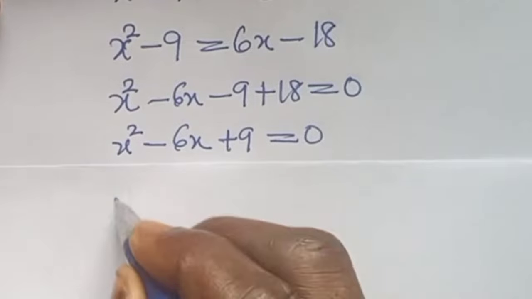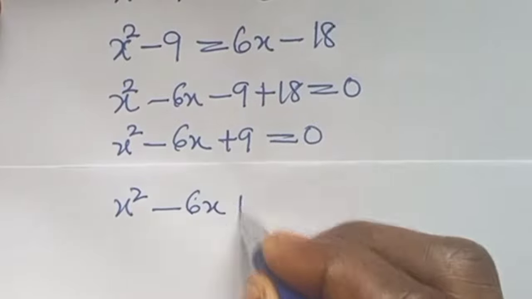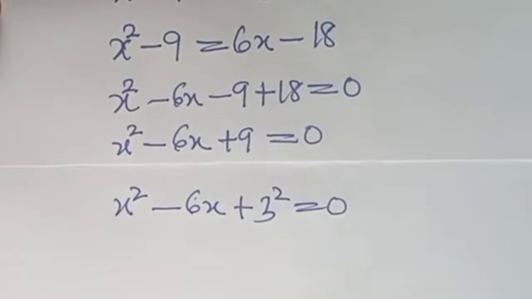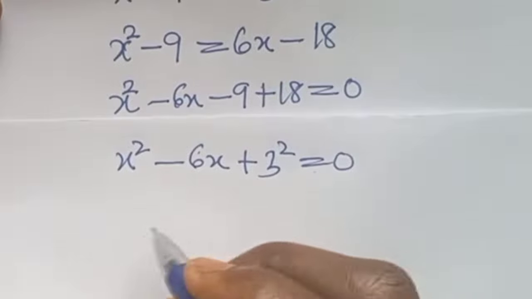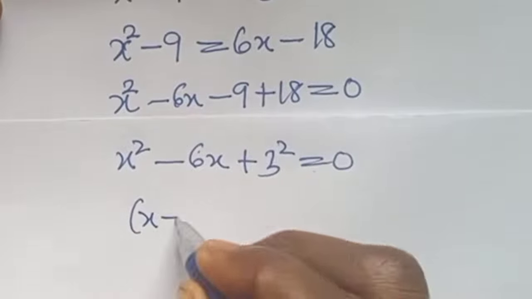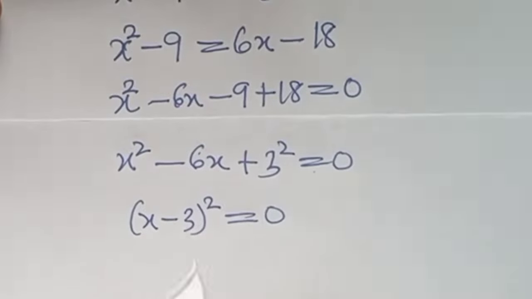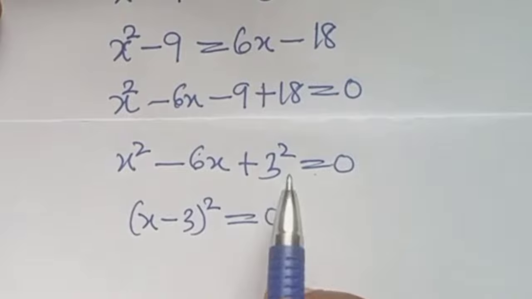Again, we can write this as x to the power of 2 minus 6x plus 3 to the power of 2. This is equal to 0. And from here, x minus 3 to the power of 2 will be equal to 0. If you expand this, we arrive at our previous line and we're fine.